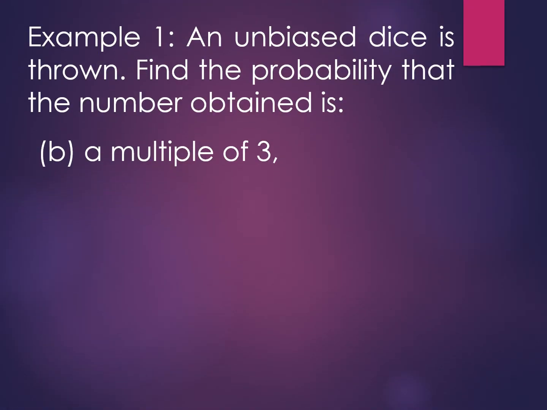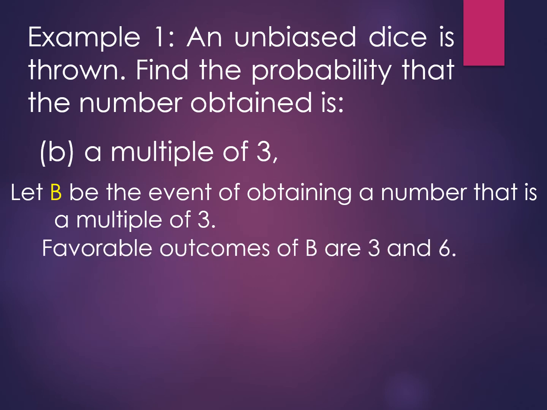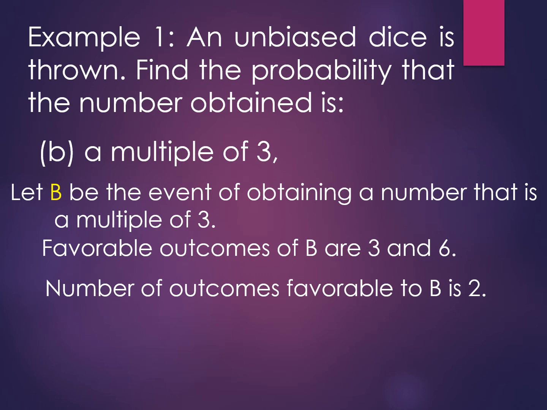Now let us go to letter B, a multiple of 3. Let B be the event of obtaining a number that is a multiple of 3. Meaning, if we are talking about multiples, let us start with 3 times 1, 3, 3 times 2, 6, 3 times 3, 9. So those are the multiples of 3, and so on and so forth. And from here, the favorable outcomes of B are 3 and 6. The number of outcomes favorable to B is 2. So we have the probability of B equals 2, the number of outcomes favorable to B, over the total number of outcomes, which is 6. Reducing it to the lowest term, we have 1/3.